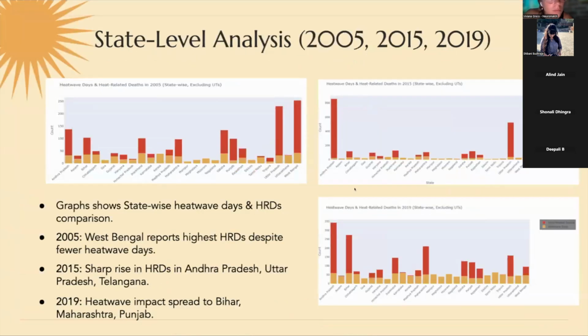Now let's talk about an important anomaly that we observed during our analysis. In 2005, West Bengal recorded the highest number of heat-related deaths, despite experiencing relatively few heat wave days, indicating that non-climatic factors may have played a significant role. In 2015, there was a sharp rise in heat-related deaths in Andhra Pradesh, Uttar Pradesh, and Telangana, possibly linked to an extreme event or preparedness issues. By 2019, the heat wave impacts had spread geographically, particularly affecting Bihar, Maharashtra, and Punjab.